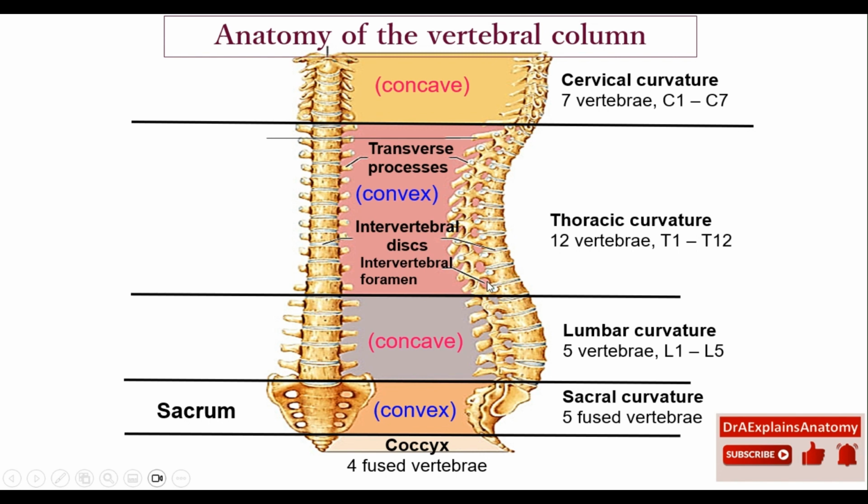This opening on the side, which is formed by the 2 vertebra, this is the intervertebral foramen. The spinal nerves, they exit the spinal cord through the intervertebral foramen. And lastly, we have the spinous process. We have only 1 spinous process per vertebra and 2 transverse processes per vertebra.